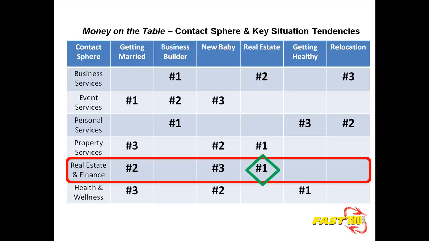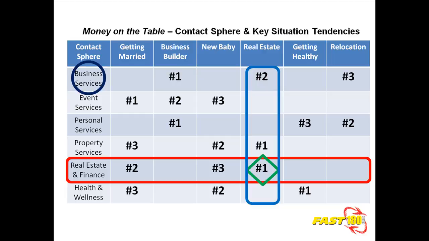Now, once we know your top key situation, we can take a look at other contact spheres that are also targeting that key situation and the people going through that key situation. In this particular case, business services, businesses such as telecommunications, marketing, business machines, any of the various business categories that we covered on the diagram can also be targeting people buying or selling property, managing, maintaining property.